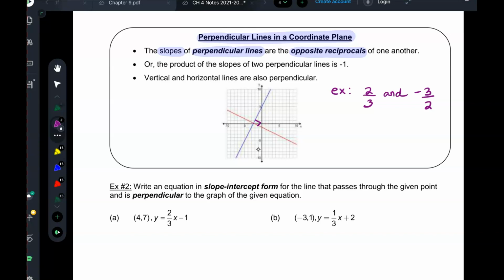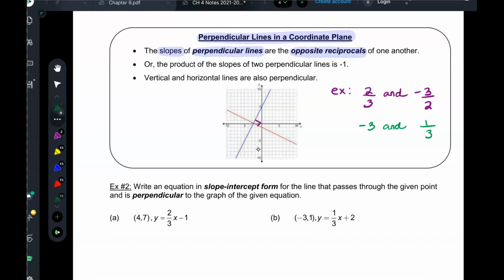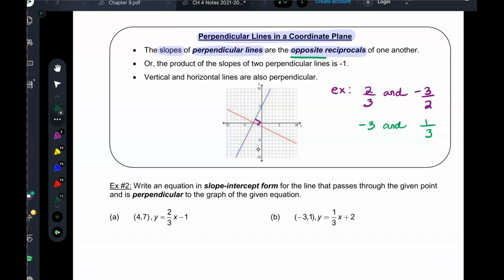Wait, so you could do 3/2? Yeah, so if I did, let's say I had 3 over negative 2, is that what you're saying? Yeah, that's fine too. Exactly. So if I gave you a slope of negative 3, what would be the opposite reciprocal to that? Positive 1 over 3. So if we have a whole number, remember, we can always put that over 1 and take the reciprocal. But you just have to make sure they are opposites. One has to be positive, one has to be negative.